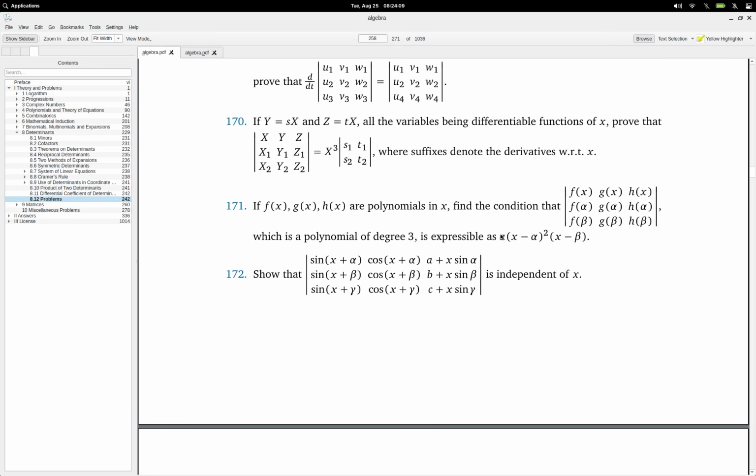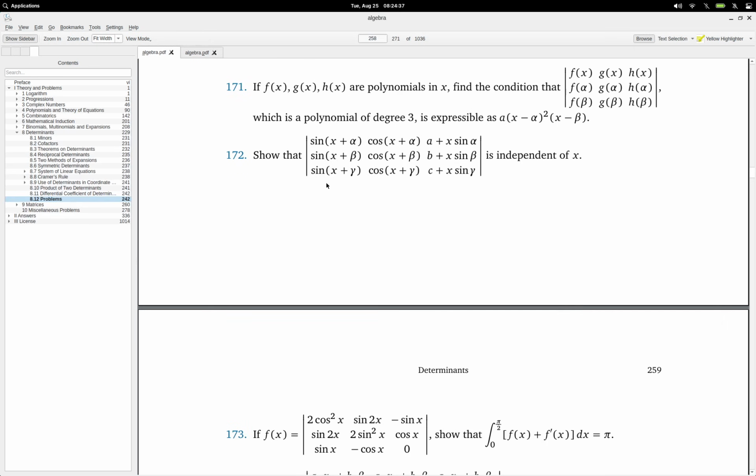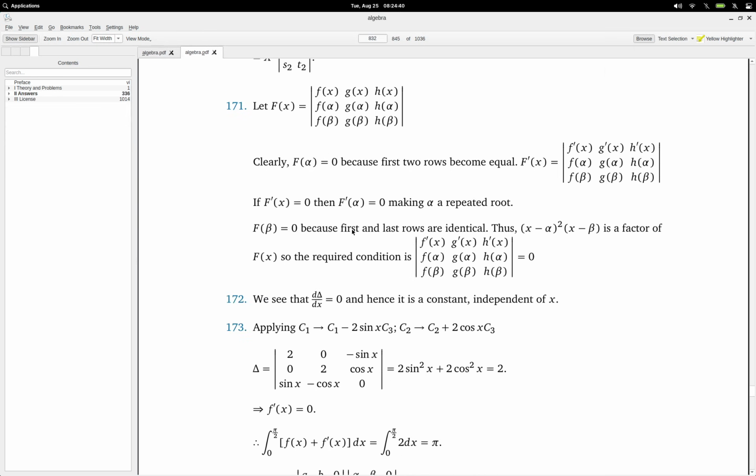This a is not there. This a can be a constant. Okay? So that the determinant with rows sin x plus alpha, cos x plus alpha, a plus x sin alpha; sin x plus beta, cos x plus beta, b plus x sin beta; sin x plus gamma, cos x plus gamma, c plus x sin gamma is independent of x. So we differentiate this with respect to x, right? If you differentiate it with respect to x, it will become 0.